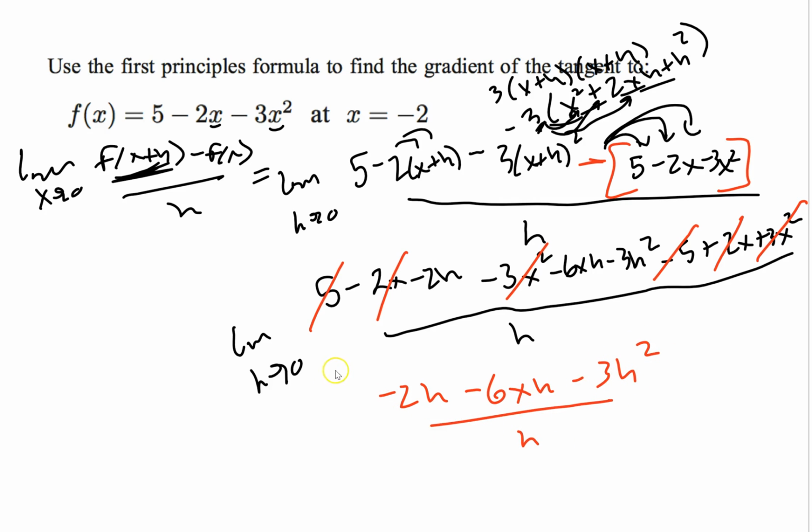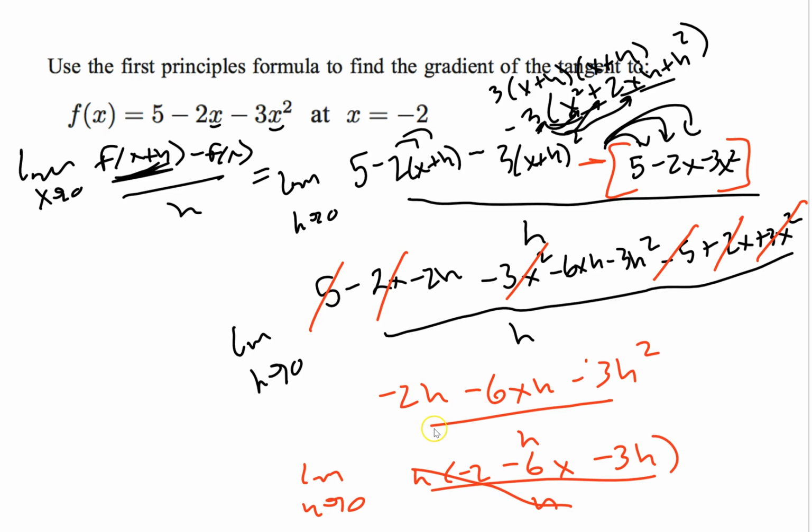You know what you could do there? Because again, the whole goal is to plug in the 0. That's my goal in life most of the time, honestly. But here I can't plug it in, but I could factor out an h. So pull the h out: h times negative 2 minus 6x minus 3h, all over h. Those cancel. Now I can take the limit as h approaches 0, because remember, h on the bottom messes me up. And if you do that, you can plug 0 in.